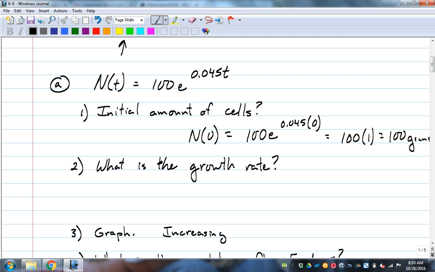Okay. What is the growth rate? Growth rate, remember, is the k in front of the t. So it's 0.045, which we can convert over to a decimal, 4.5% growth. If we were to graph that, we would see it's increasing. You could graph that with your graphing calculator. Absolutely easy. Just type that in and see what it does. It's an increasing graph, so that can also help us determine if it's growth or decay just by graphing it. Not a big deal at all.